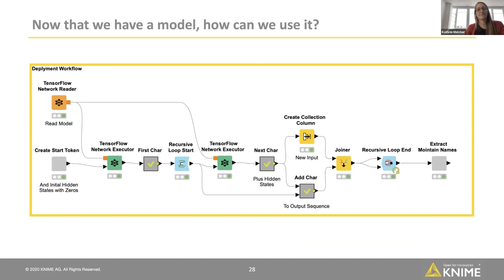where we read our TensorFlow model. And then we predict one character after the other. And to do this in the KNIME Analytics Platform, we can use a recursive loop, where in each iteration we apply the network to get our probability distribution. We extract the next character, and then we feed the next predicted character back into our recursive loop. So here we have the loop body, and in this loop body, we predict the next character, and we feed it back into the beginning until we get an end token that says, okay, now we are finished with our predictions.